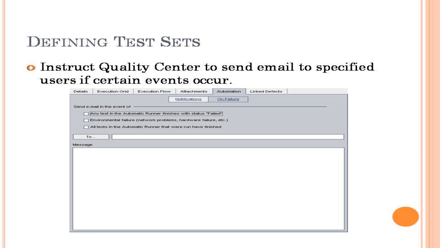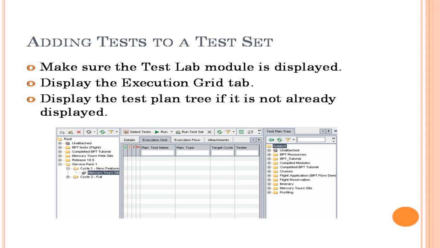9. Instruct Quality Center to send email to specified users if certain events occur. Click Notifications. Perform the following. Send email in the event of: select the first checkbox to send email notification if any test in the test set fails. 2. Type your email address. Message: type the following. This test failed. Please review the test results and submit a defect.